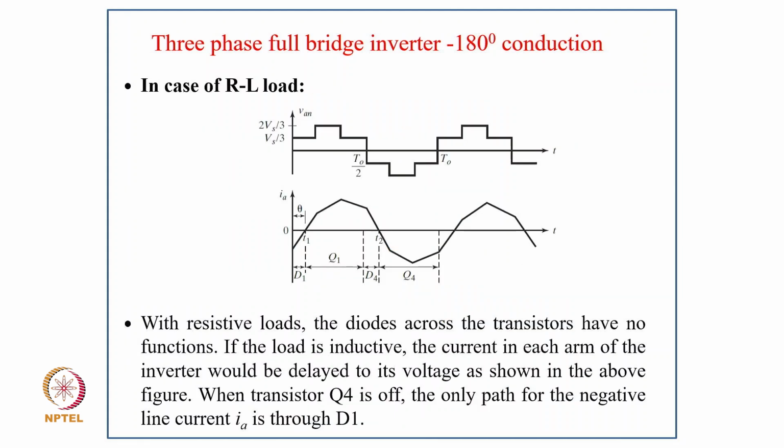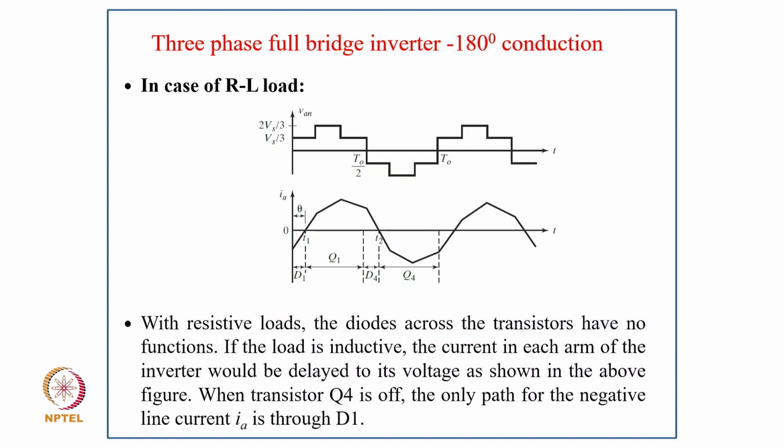In case of RL load, you can see how the phase voltage varies from Vs by 2 to Vs by 3, and how the current, because of the inductive effect, tries to go closer to a sine wave, which provides the filtering effect.